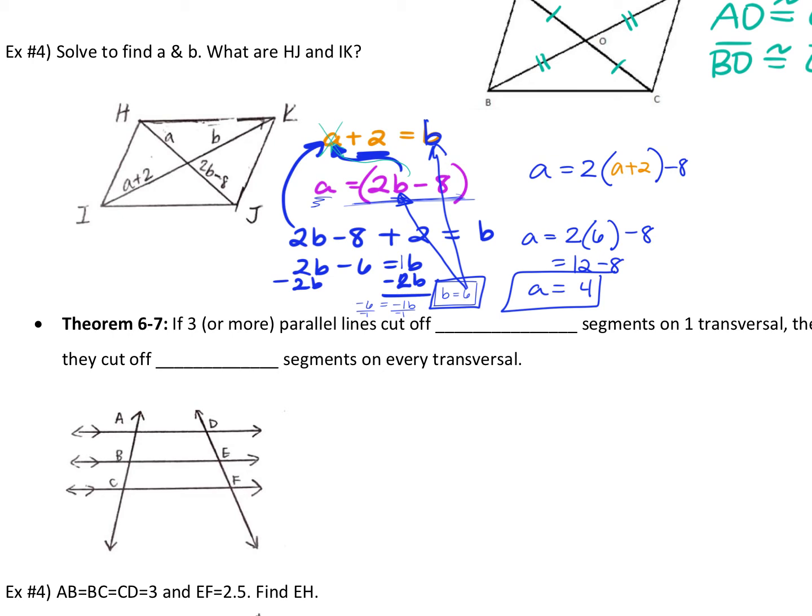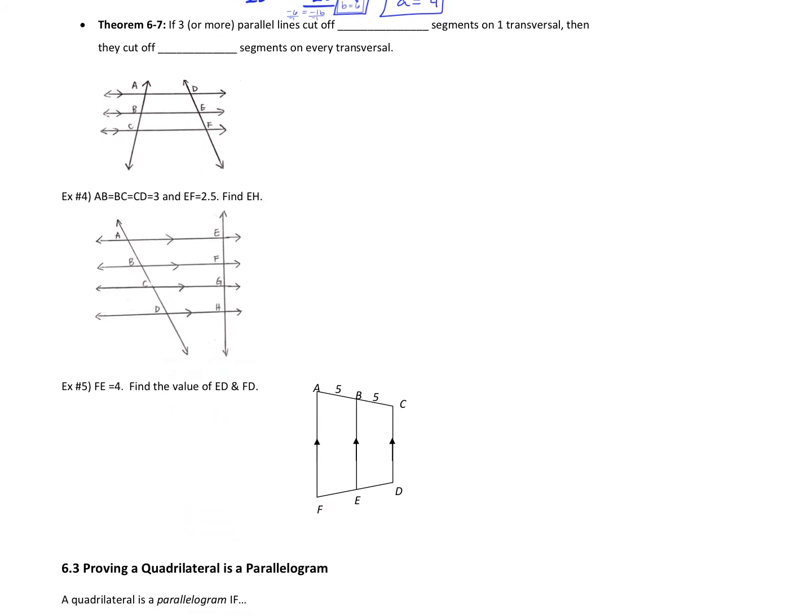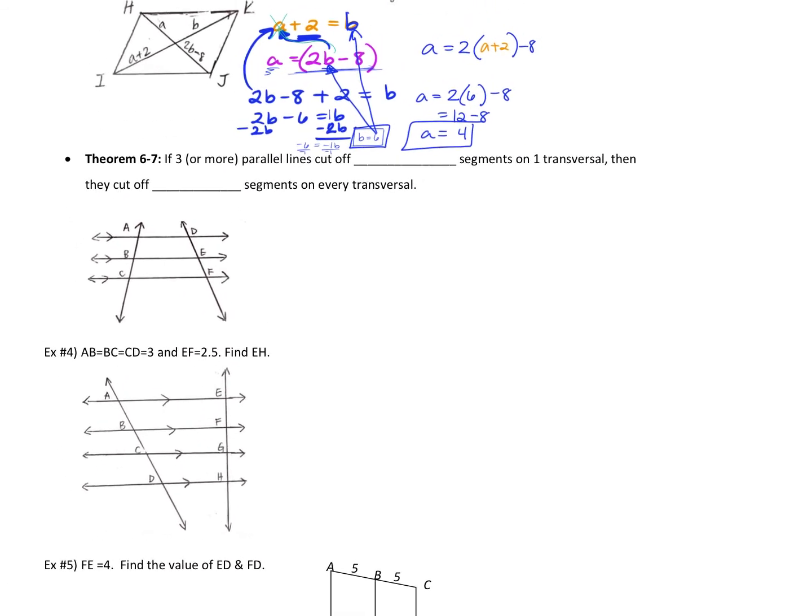In a parallelogram, diagonals will always bisect each other. Okay, second theorem, final theorem, short lesson today.